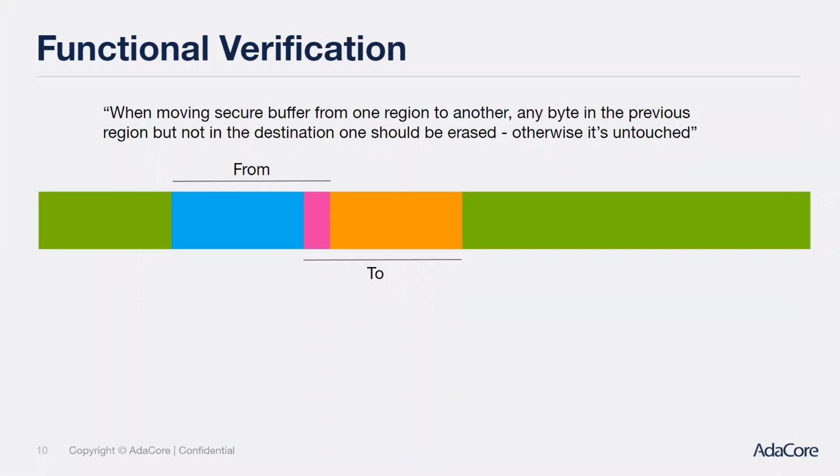So this looks like something like this. I've got this buffer in green. I have a from region, which is here in blue. I have a to region, which is in orange. I'm moving my buffer from to to, and you see in pink is the region that is common to the two locations. So if I move from to, what I want to erase is the blue section, and I want to ensure that I'm erasing all of this section and only this section.